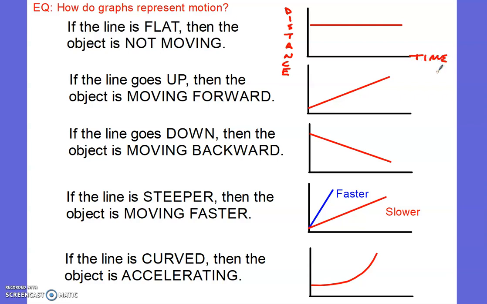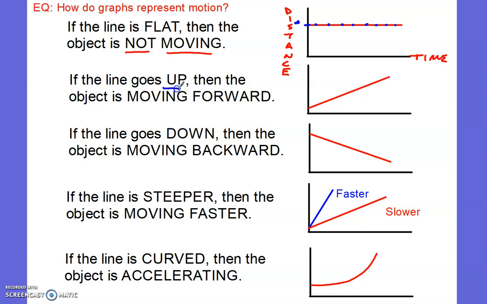Now, the first way that a graph can represent motion is if an object is not moving. When an object is not moving, the line is going to be flat. We can see that if, let's say, we have a distance of 10 meters, at all points we'll always be at the 10-meter mark. And so in this situation, the line is going to be flat. It'll always be at 10 meters.